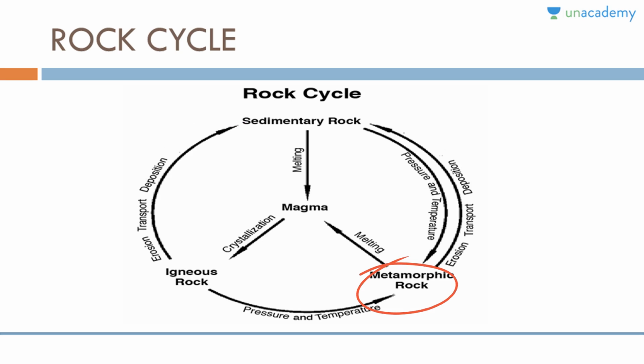rock. Metamorphic rock again upon melting and crystallization changes to igneous rock, or under erosion, transportation and deposition changes into sedimentary rock. Sedimentary rock in turn upon intense heat and pressure changes into metamorphic rock. This transformation of a particular type of rock into another type is known as the rock cycle.